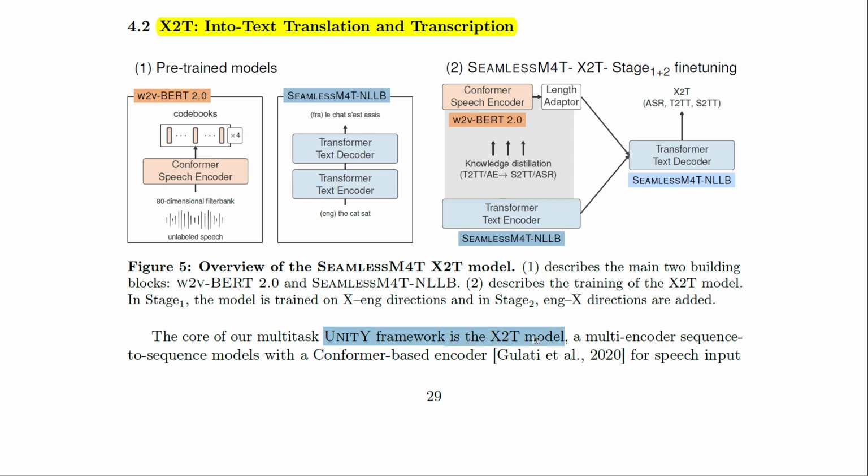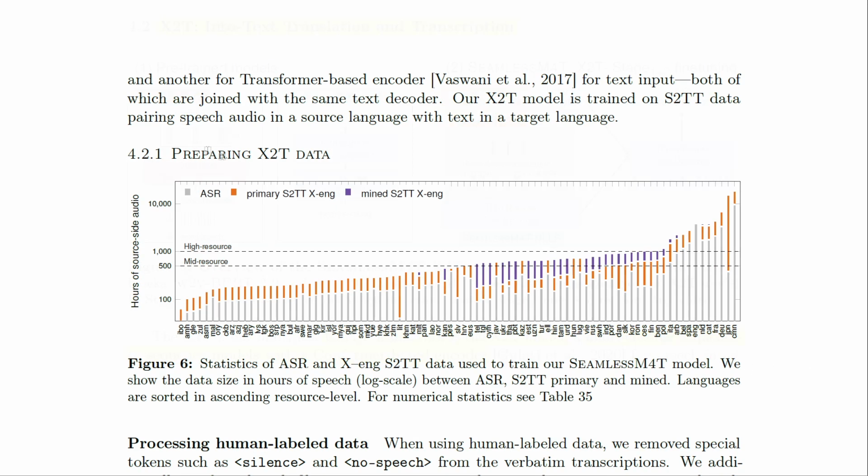UnitY, the multitask framework at SeamlessM4T's core, revolves around the X2T model, a multi-encoder speech-to-sequence masterpiece. The model features a conformer-based encoder for speech input and a transformer-based encoder for text input, both united by the same text decoder. It's trained on S2TT data, pairing speech audio from a source language with text in a target language.